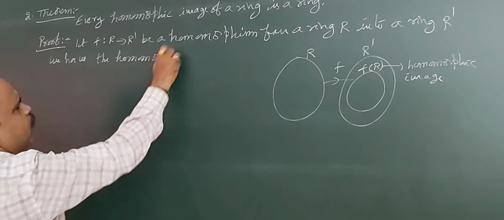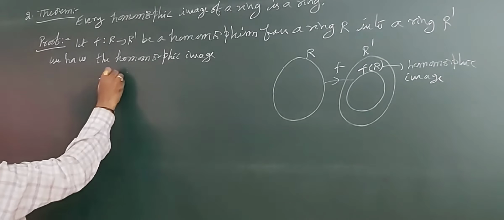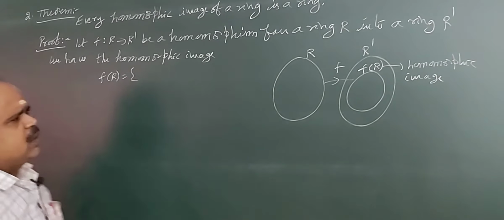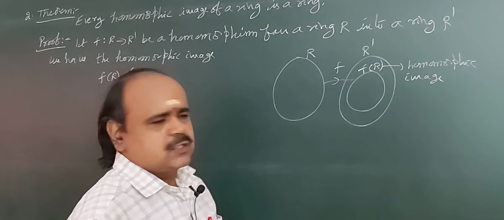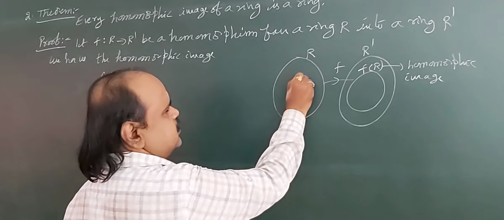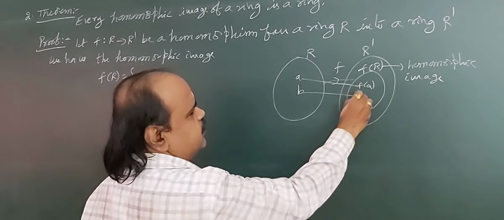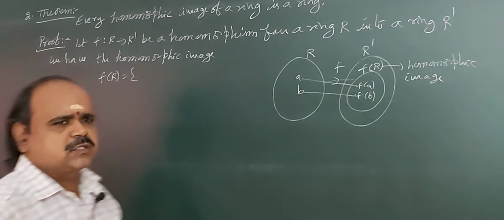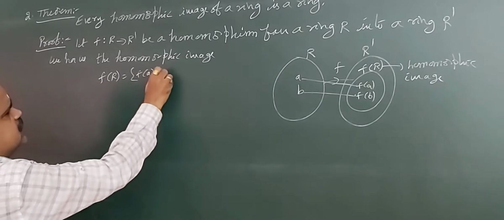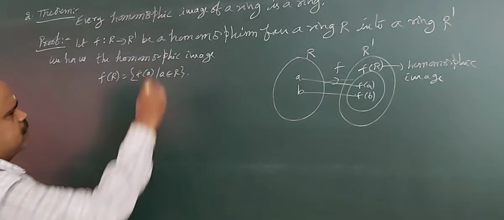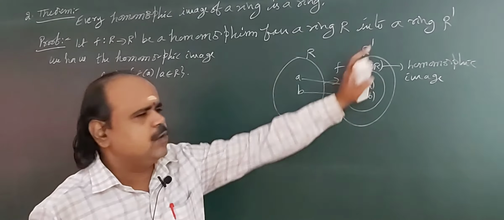We have the homomorphic image f of capital R, equal to what? f of capital R means it contains all the image values of small r in capital R. If a belongs to capital R, then f of a belongs to f of capital R. If b belongs to capital R, then f of b belongs to f of capital R. So f of capital R equals the set of all f of a such that a belongs to capital R. Now we are going to prove this f of capital R is a subring of R dash.